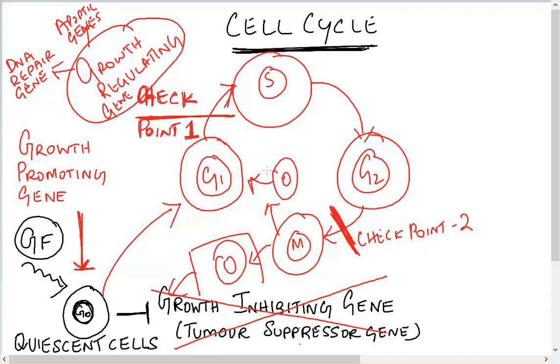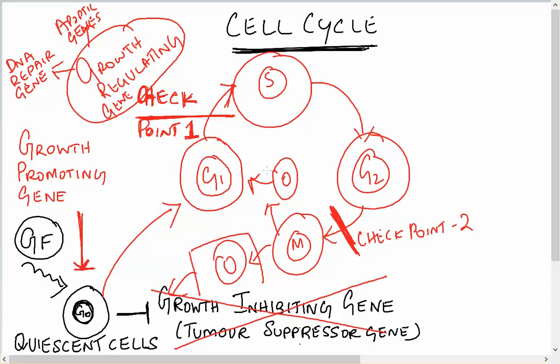Now, if there is any problem in these four groups of genes, growth inhibitory genes, growth promoting genes, DNA repair genes, and apoptotic genes, then it results in cancer. I will tell you one example. If there is a problem in the growth inhibitory gene, and the growth inhibitory gene is not active, what will happen? The cell will not be in the resting stage. The resting stage is completely absent, so the cell will always be in the cell cycle.